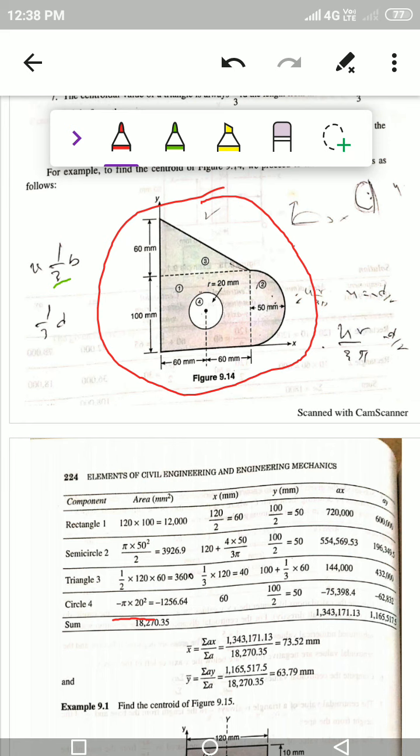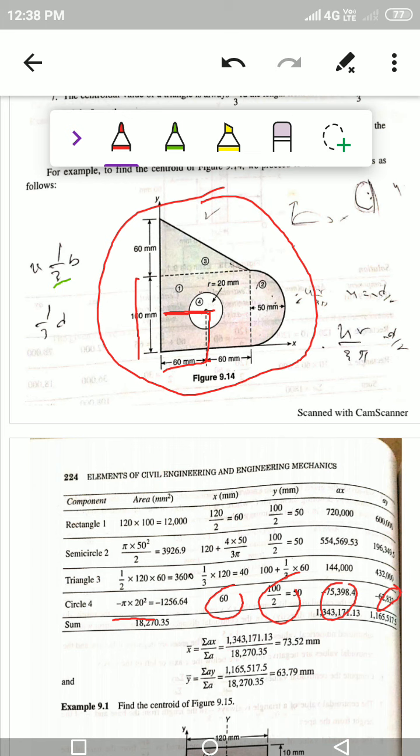Clear? And the centroidal distance of this circle is from here to here. What is x bar of this circle? From here to here is x bar, and from here to here is y bar. That you have to calculate. We know that the centroid is exactly situated at the center. Therefore, x bar is 60 from here to here. Y bar is total 100 divided by 2, that is 50. So 60 and 50. Now calculate ax and ay.